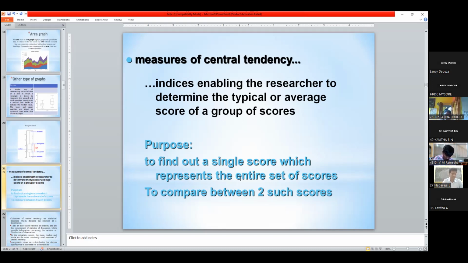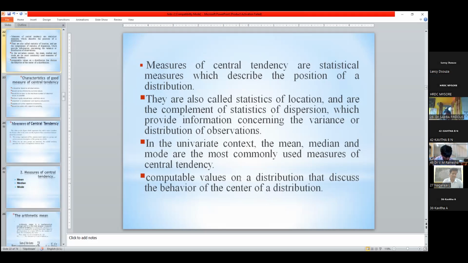So basically these measures, again I'm repeating, whether it's mean or median or mode or harmonic or geometric mean, will represent a single score which represents the entire set of scores. Second thing is, suppose you have two such scores, you can compare between them. The mean, median and mode are the most commonly used measures of central tendency, if you remember, which have already been discussed.